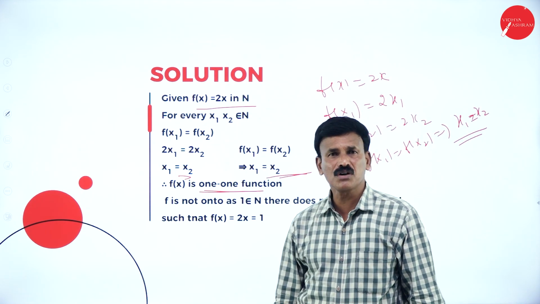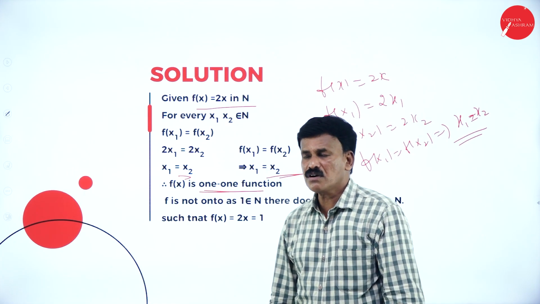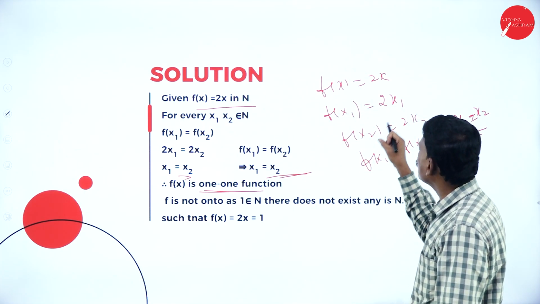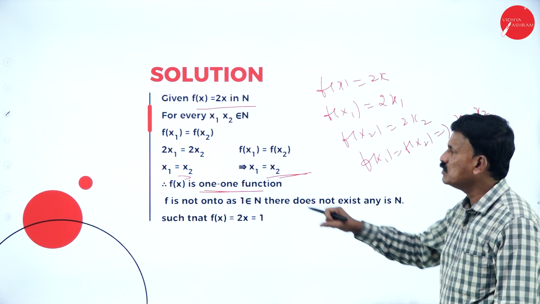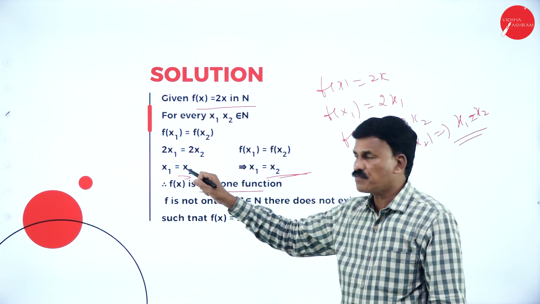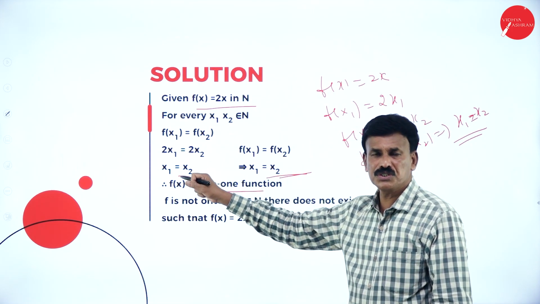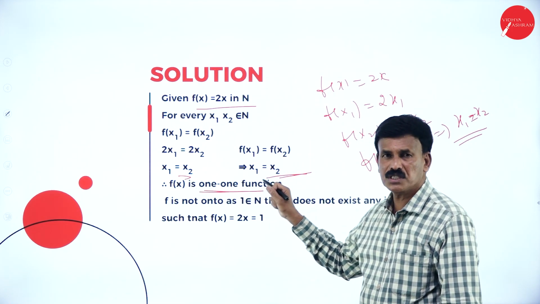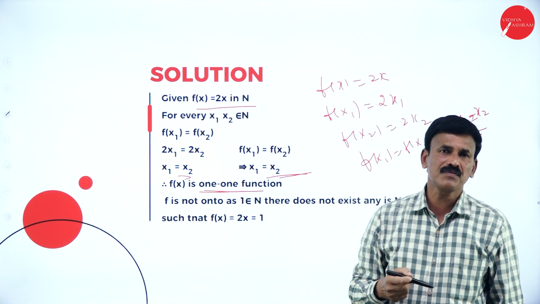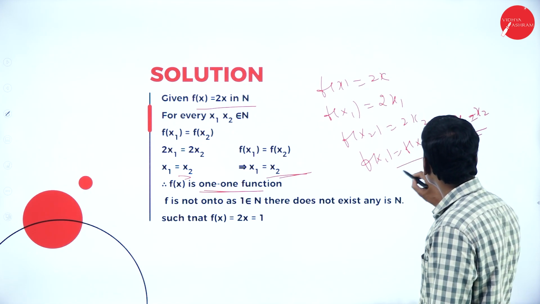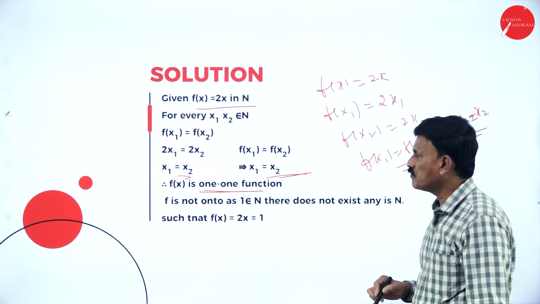Given f of x is equal to 2x in N, for all x1, x2 belongs to N, f of x1 is equal to 2x1, f of x2 is equal to 2x2. What is the definition? f of x1 is equal to f of x2 implies 2x1 is equal to 2x2, 2 and 2 get cancelled, x1 is equal to x2. That is, if f of x1 is equal to f of x2 implies x1 is equal to x2, therefore, f of x is a one-one function.